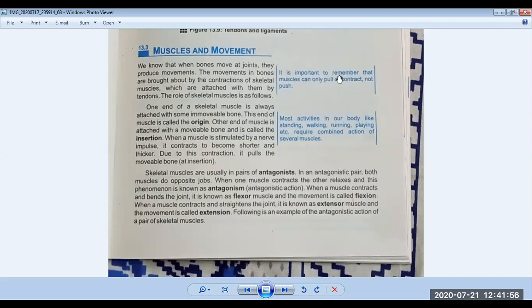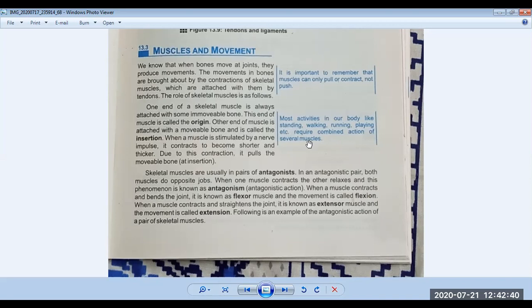It is important to remember that muscles can only pull or contract, not push. So before starting the muscles, you have to keep in your mind that muscles can only pull or contract. They cannot push. Most activities in our body like standing, walking, running, playing, etc. require combined actions of several muscles. We cannot see inside our body, but this is true: when we are standing, walking, running, playing, a combination of different muscles works inside our body.